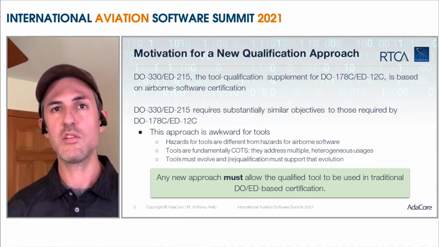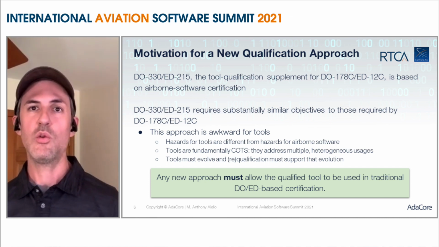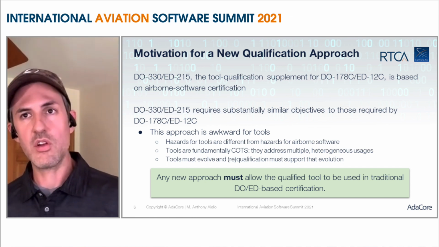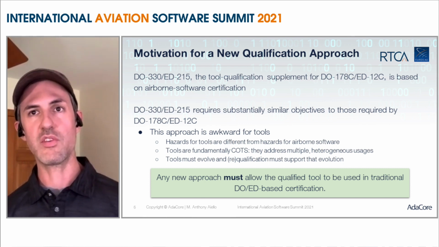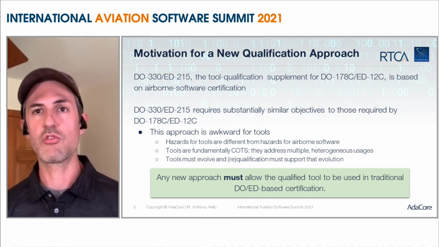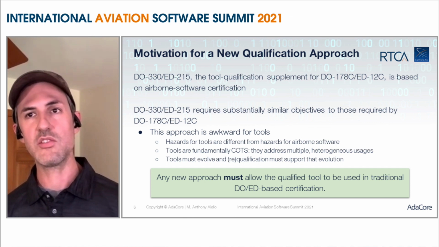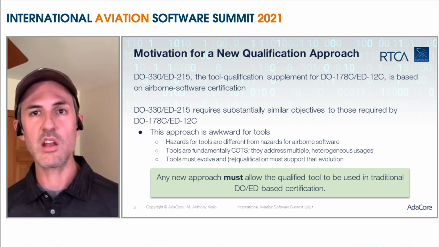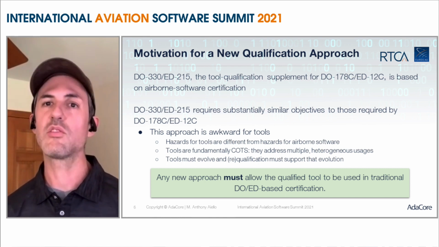Now, traditionally, to qualify a tool to TQL1, a tool qualification applicant would use DO330, the tool qualification supplement. But DO330 is closely tied to DO178, which itself is meant for airborne software certification. And so at AdaCore, we wanted to seek a new qualification approach. When we looked at DO330, we saw that DO330 requires substantially similar objectives to those required by DO178. And we felt at AdaCore like this approach was particularly awkward for tools. There are 3 key reasons for this.